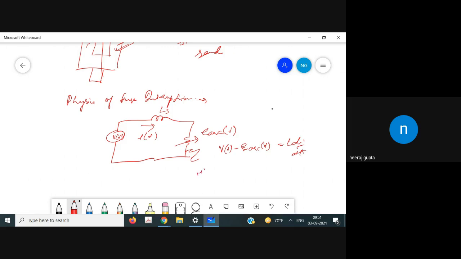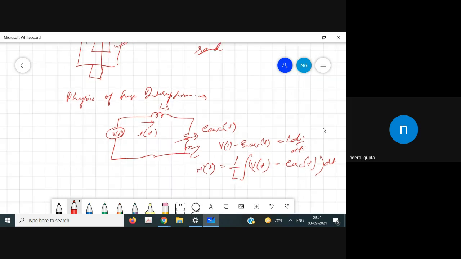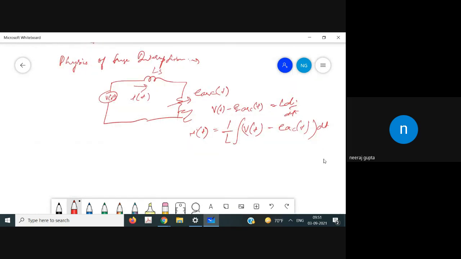We can calculate the value of the current. In that very case it is equal to 1 by L integral of (Vt minus E arc t) dt. So this is the arc interruption circuit. If you want to analyze any circuit in which this fuse is used, then this circuit you have to use. So this equation actually brings out some concepts related to that.